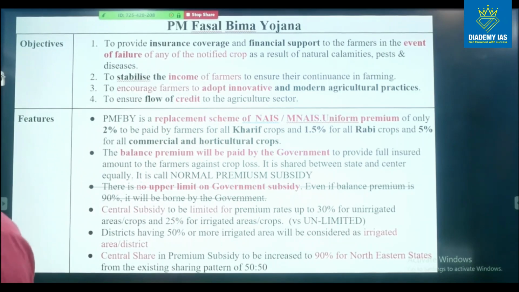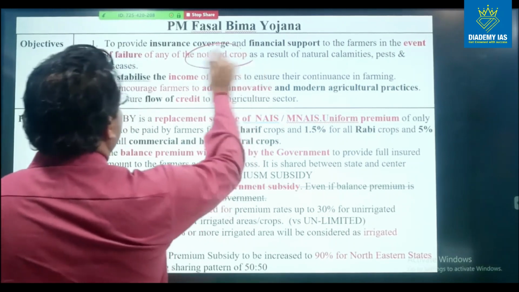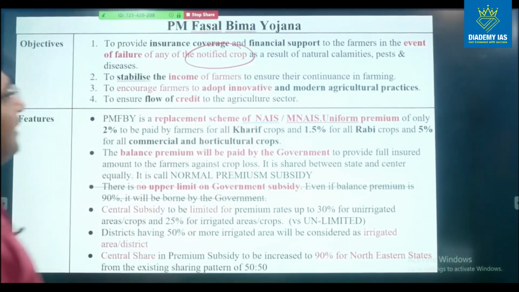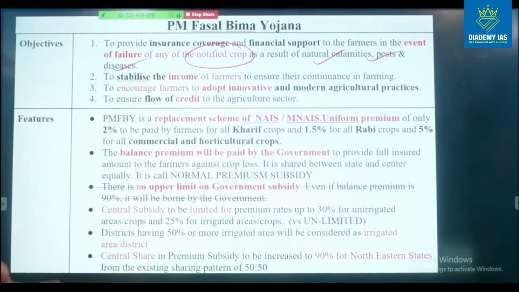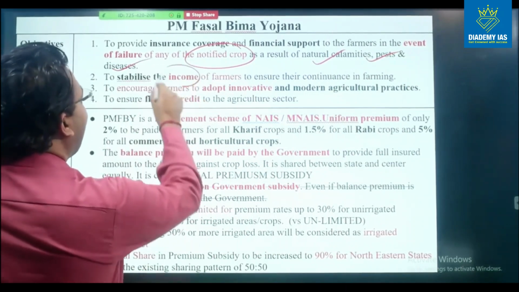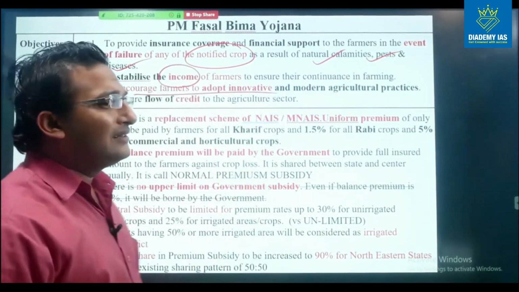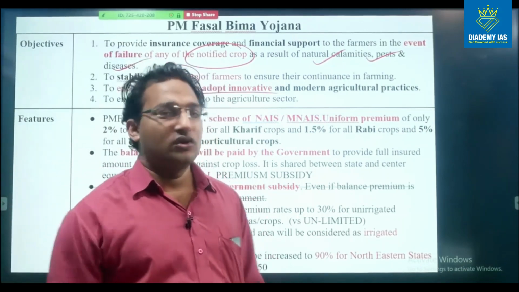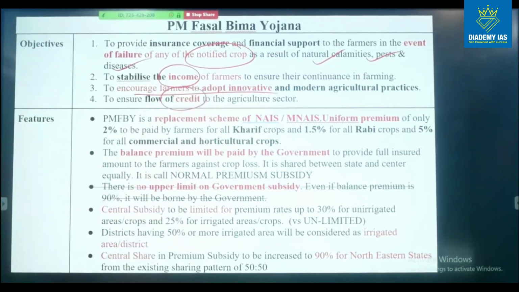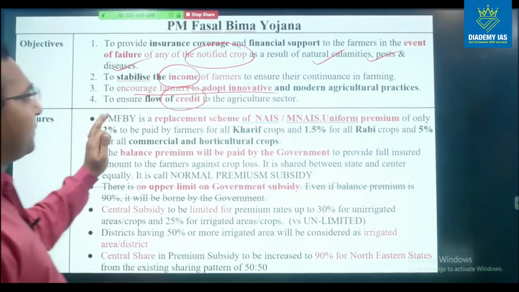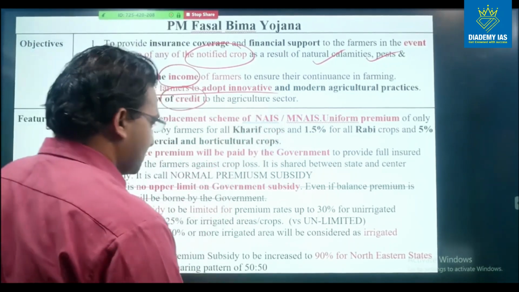So let us see the objectives. The objective is to provide insurance and financial support for the notified crops. So there are some notified crops on which this is applicable, and these losses can be because of some natural calamity, because of some pest, diseases, etc. Right? The purpose is to give the stable income and encourage the farmer to take the risk, to bring the innovative scheme and take the risk. So this is another purpose. This will also ensure a smooth flow of income, credit, finance to the agriculture sector. Now there are some important features of this scheme. So first of all, this has replaced NAIS and MNAIS, which we discussed here.